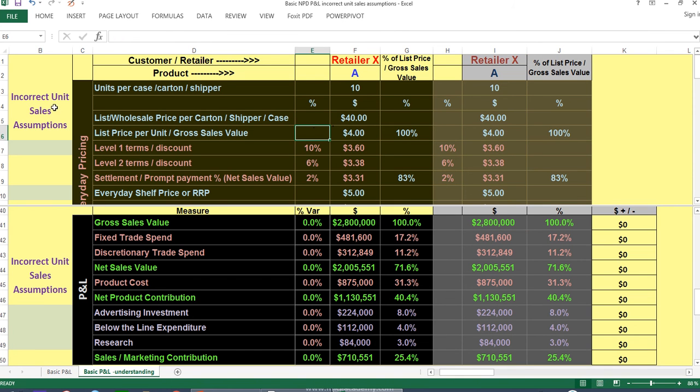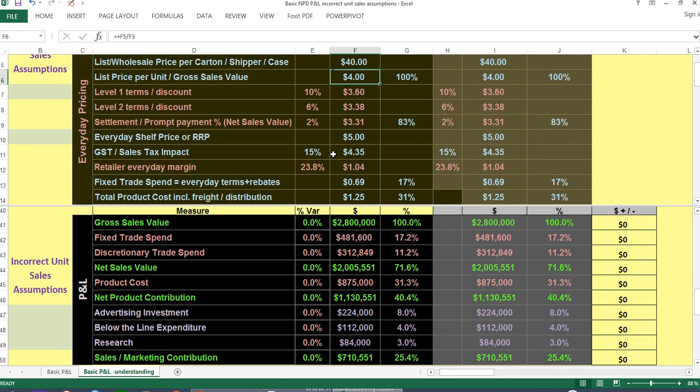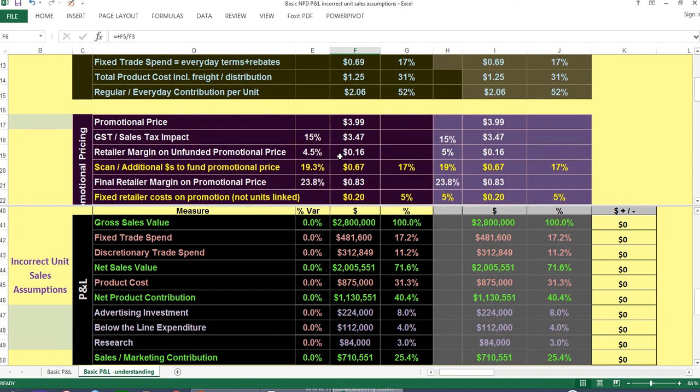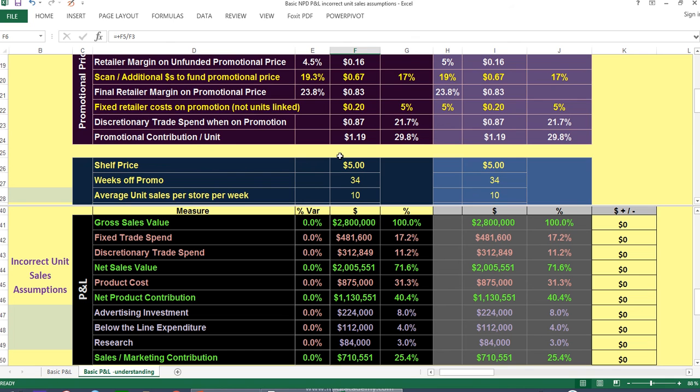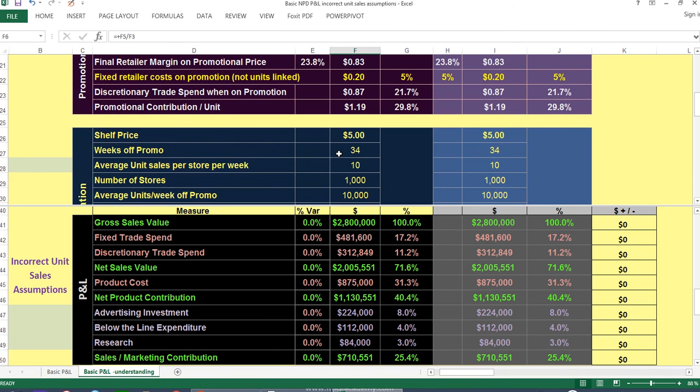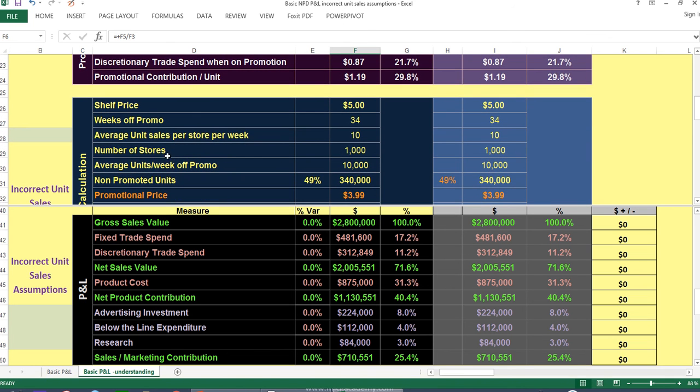So today's scenario was incorrect unit sales assumptions. We are not going to fiddle at all with the pricing. We are leaving that absolutely the same. So all has been agreed with the retailer, and you are in the market now. And 3 to 6 months down the line, you're figuring out that your unit sales per store per week assumption was incorrect. Now, I'm going to make a very small change here and show how that impacts the P&L. So average unit sales per store per week non-promoted, which is at 10, I'm going to change that to 9.